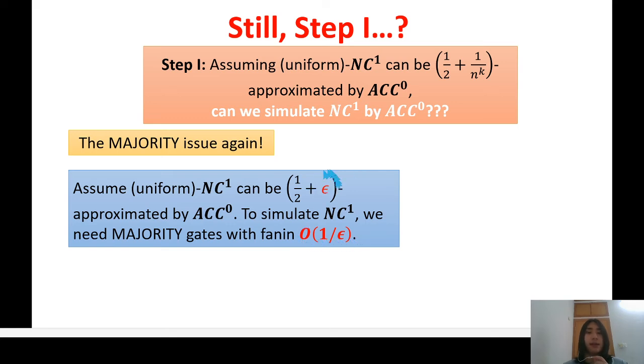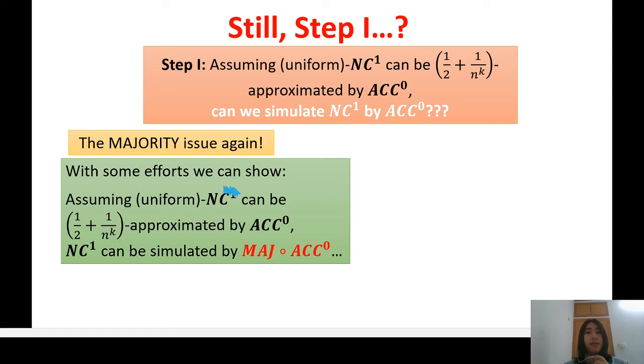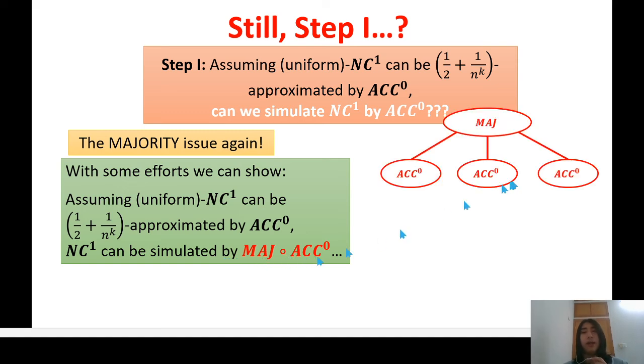If epsilon is a constant, then we are good with that, because this fan-in is also a constant. But if epsilon is inverse polynomial, then this fan-in is polynomial, and we conjecture that polynomial size ACC0 cannot compute majority gates with polynomial fan-in. So we cannot simulate NC1 by ACC0. With some effort, we can show that under this condition, we can simulate NC1 by majority of ACC0.